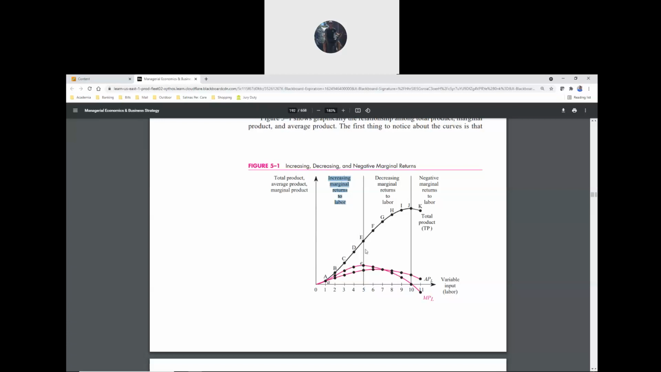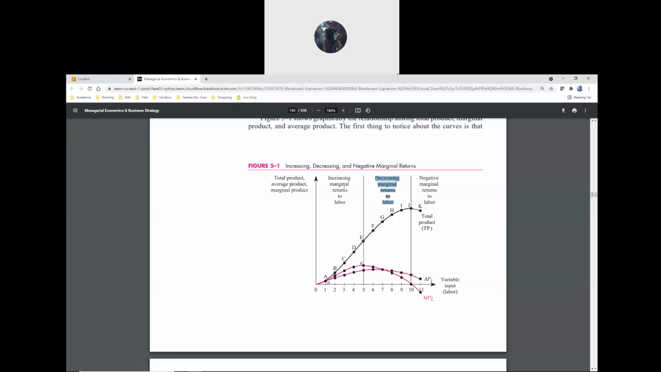Now in this section, which starts from going from 5 to 6 units of labor, we now get decreasing marginal returns to labor, which means that you still get more output, but to a lesser extent than you had before. And then at some point, in this case, it's point J, there's not enough work or not enough capital to be used with more labor, and so each additional labor decreases production and you get negative returns.